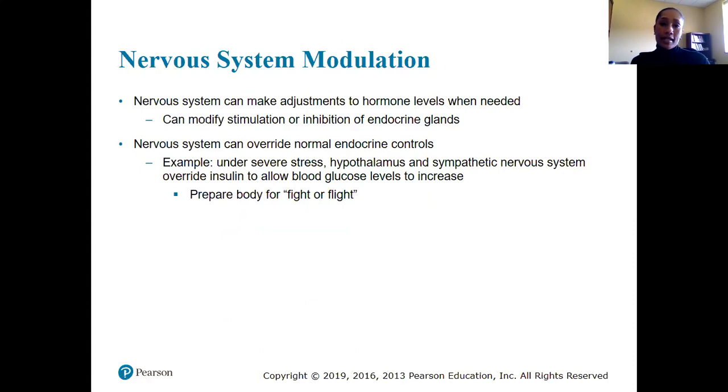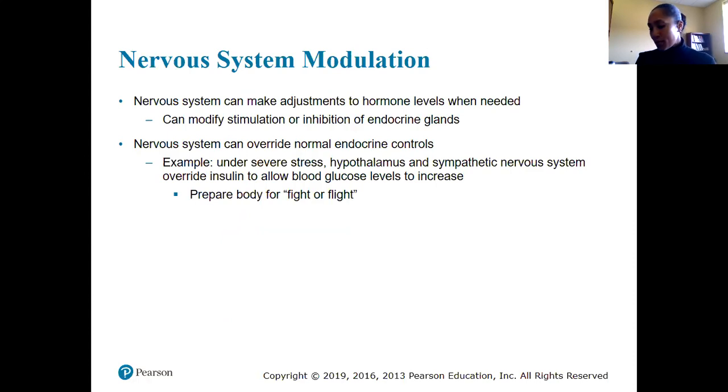Now, the nervous system can also affect and cause hormones to be released. And when the nervous system comes into play, the nervous system is going to make adjustments to hormone levels when needed. So it can modify the stimulation or the inhibition of endocrine glands. And an example of that could be when we are in a fight or flight situation.